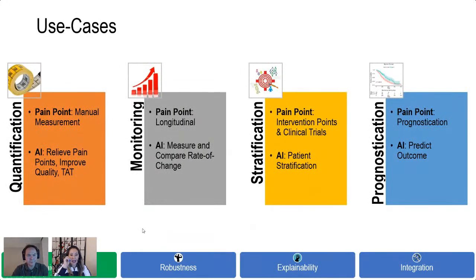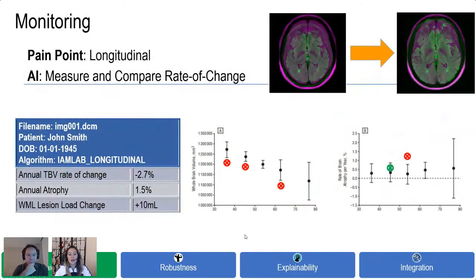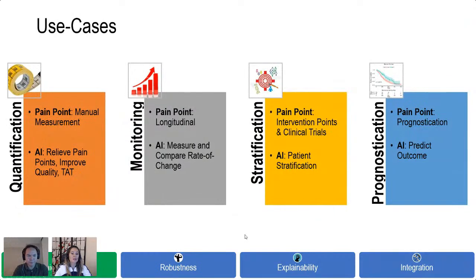The first thing, and a lot of times researchers have this problem, is developing a tool that maybe is not actually ever going to be translated and clinically used. So one of the most important things is to define the use case for the tool that you are trying to develop. And for neuroimaging, I feel like there are four big buckets. The first one is quantification. The second one is monitoring. The third one is stratification. And the fourth one is prognostication.